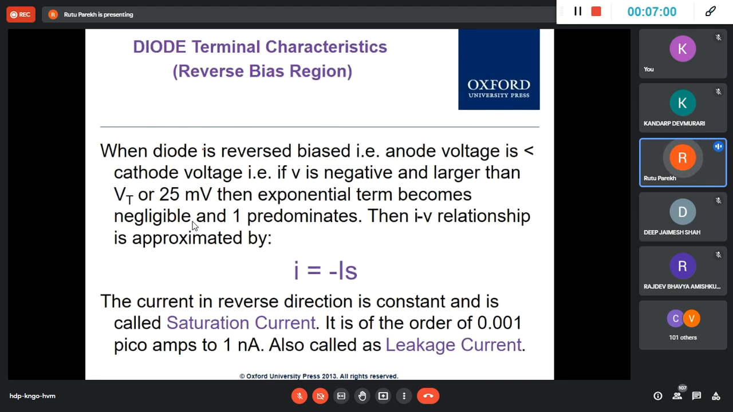And reverse bias, when the diode is reverse biased, you know that anode voltage is less than the cathode. Anode is what? Positive.